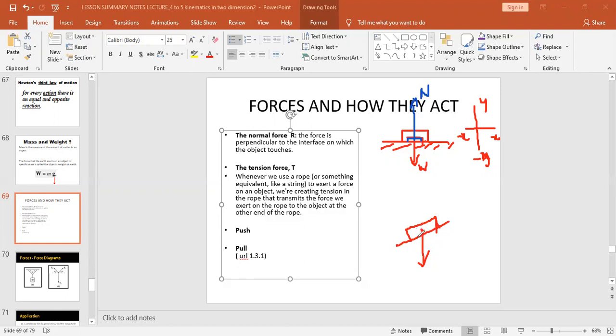For normal reaction, you always look at what? The contact surface. This is the surface of the object. Then you look for your 90 degrees. So it's always going to go that way. So this will be your normal reaction.